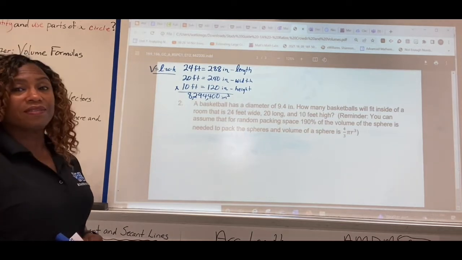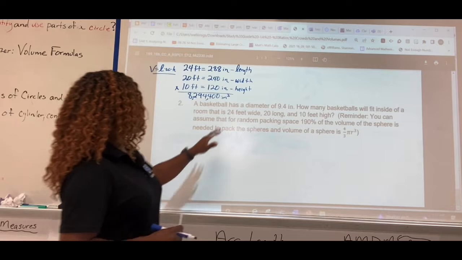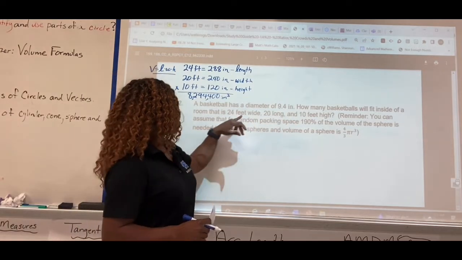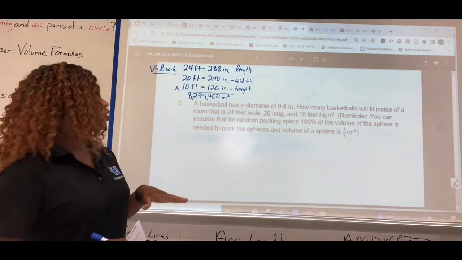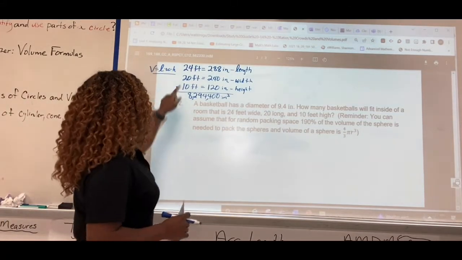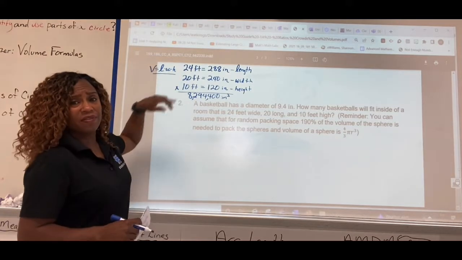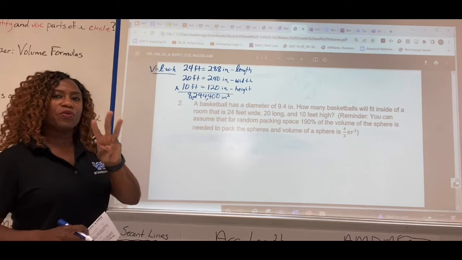Okay, so the pre-work I've done is, since I have the basketball in inches, and we have the room in feet, I went ahead and made the units the same. So I changed all of these feet to inches. Because remember, to find volume, we're talking length times width times height. So we've got 3 dimensions.